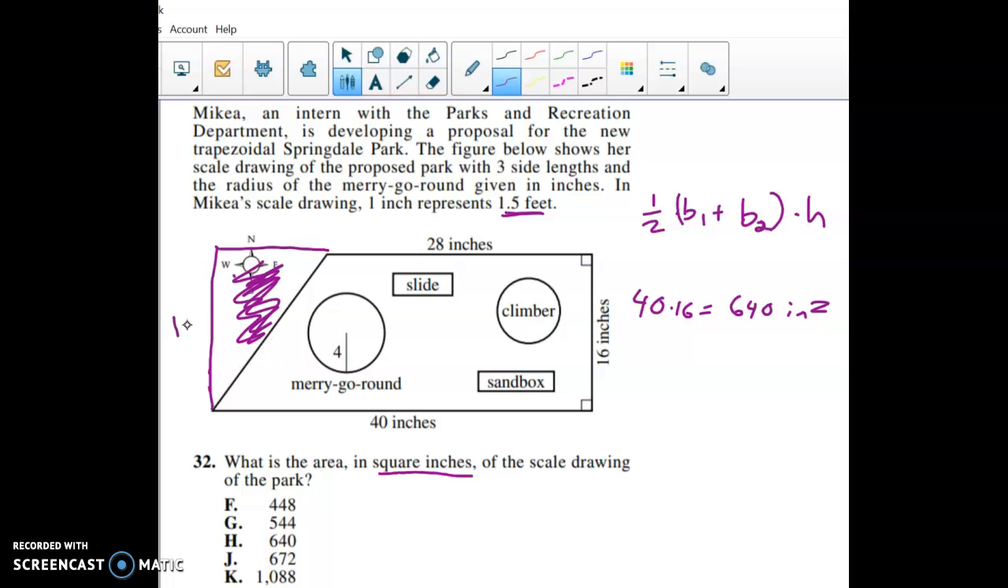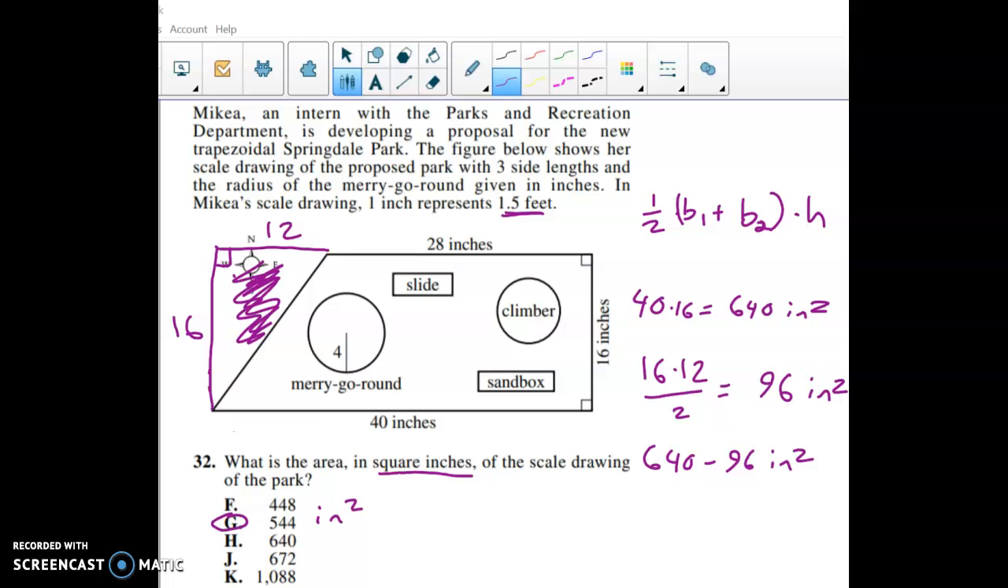Okay, and then I'm just going to minus this triangle. So this triangle has a dimension of 16, same as over here. And then the other side here would be 40 minus 28, or 12. Okay, so the area of that triangle, you multiply those two together and then divide it by 2. So that triangle would be 16 times 12 divided by 2, which I think would be 96 square inches. Okay, and then I just got to subtract those. So the park itself, if I do the whole thing and then minus off the 96, I think that should get us this 544 square inches as the area.